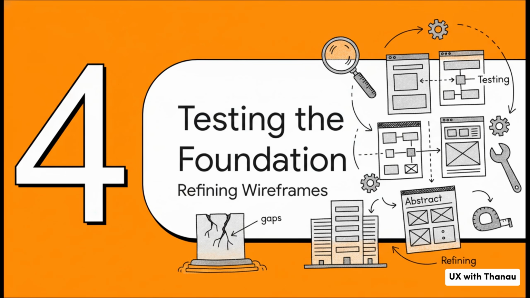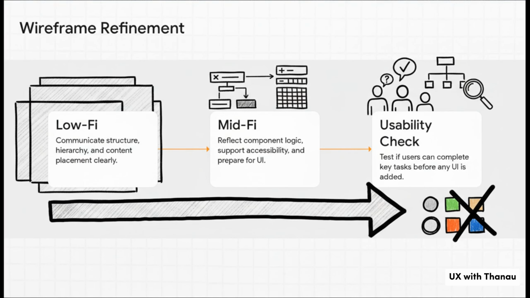Well, we move on to testing the foundation with wireframes. This is where that abstract structure starts to become a tangible, testable blueprint. And the process moves from simple to complex. Low-fidelity wireframes are all about the basic structure, the hierarchy. Then, mid-fidelity wireframes start to add more detail about how components actually work. But the most crucial point is that final step, the usability check. And that happens before you even start thinking about colors and fonts.